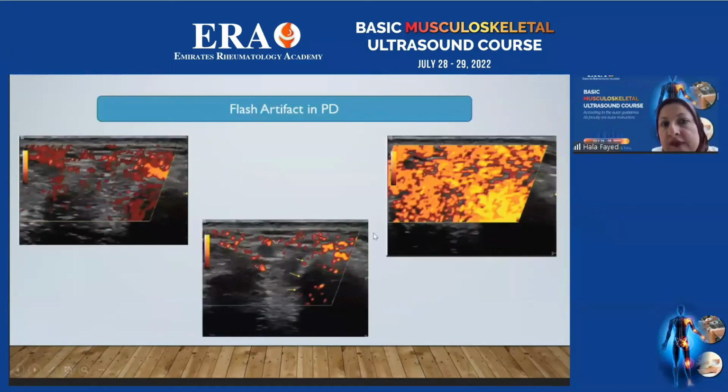Here are grades of flash artifacts in power Doppler. In these two, you will perceive them as artifacts, but in this particular image, because it is not too much, you may perceive it as a power Doppler signal. But note that they are coming behind an intact cortex, which means that these artifacts are not true Doppler images.